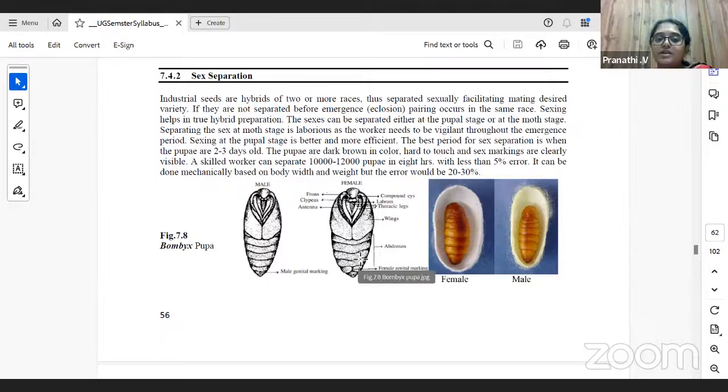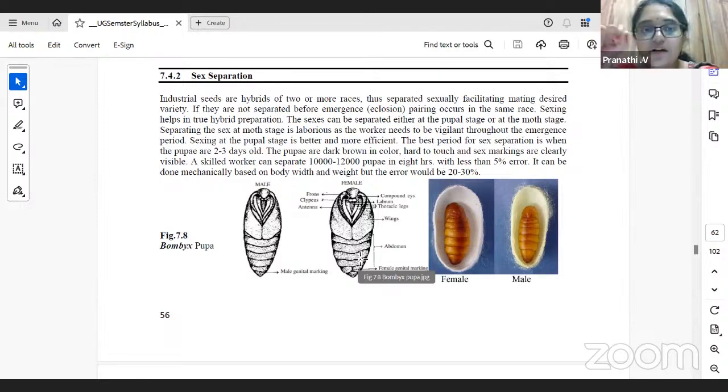When the hybrids and the races are separated, if they are not separated before the emergence, then sexing helps in hybrid preparation. At the pupal or the moth stage they are separated, but separating the sexes at the moth stage is harder, more laborious, and needs more vigilance compared to the pupal stage. At the pupal stage, distinguishing between both sexes is best when the pupa is 2 to 3 days old. Pupae are dark brown in color, hard to touch, and you can easily see the sex markings.